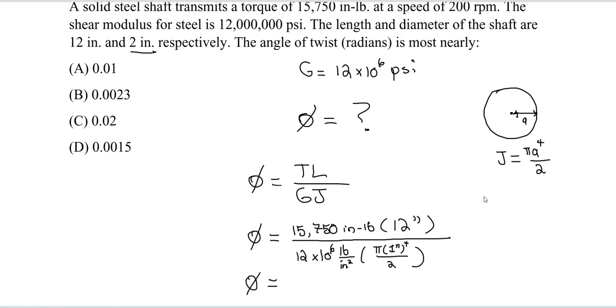And I got around, I checked, 0.01. Yes. Radians. And that's all. I hope this helps. And it's going to be A.